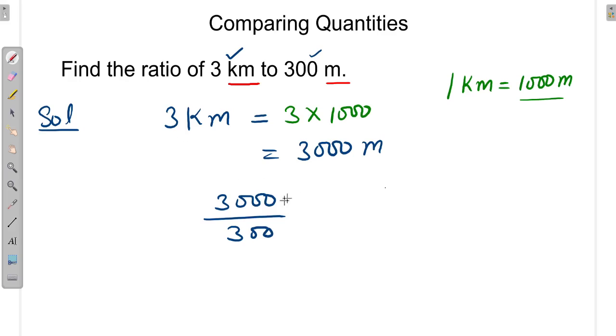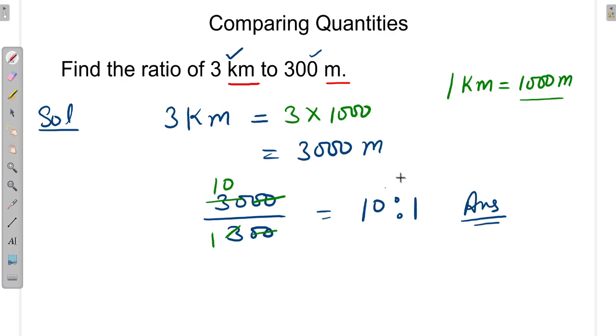Now reduce this fraction. Two zeros get cut, 3 ones are 3 and 3 tens are 30. So what ratio does it become? It becomes 10 is to 1. This is the ratio between 3 kilometer and 300 meter. This is how we have to find it.